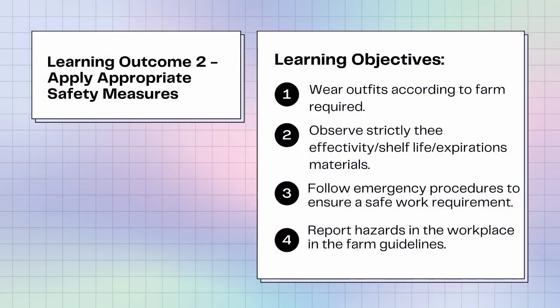This is the learning outcome number 2. Apply appropriate safety measures. In this lesson, you're expected to learn how to wear outfits according to the form required. Observe strictly the effectivity, shelf life, and expiration of the materials. Follow emergency procedures to ensure a safe work requirement. Report hazards in the workplace in the farm guidelines.